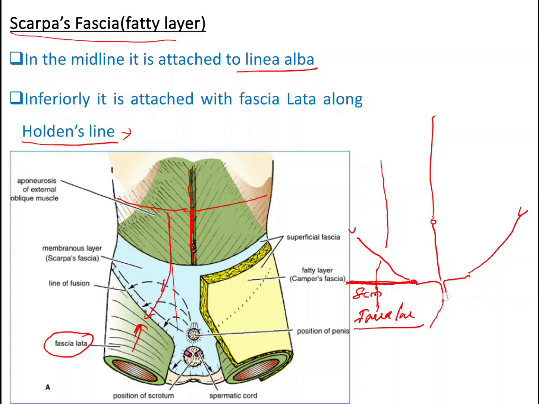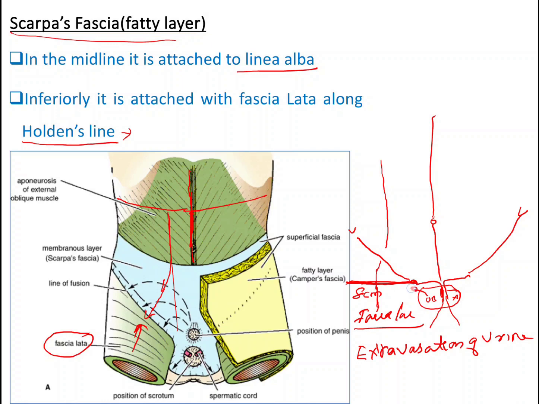Here we have the pubic symphysis, and behind the pubic symphysis we have the urinary bladder. There is a condition called extravasation of urine. That means if there is any injury to the urinary bladder, the urine will come out. This extravasated urine fills the superficial perineal pouch.